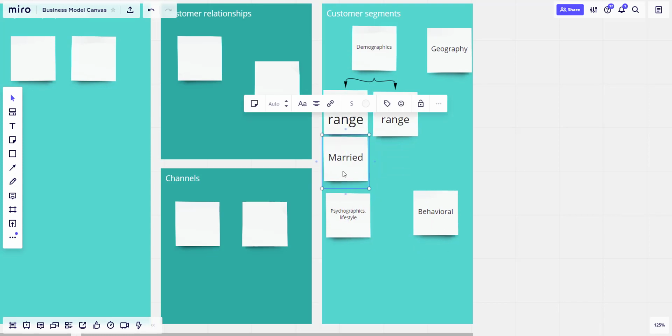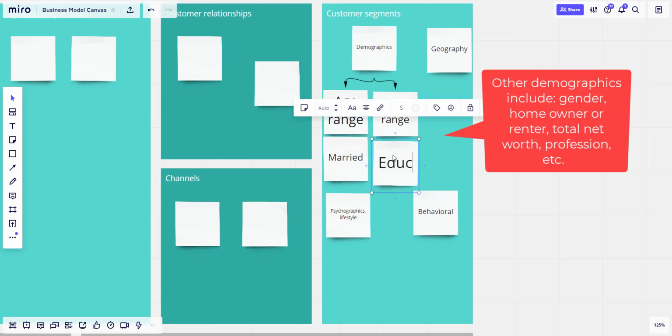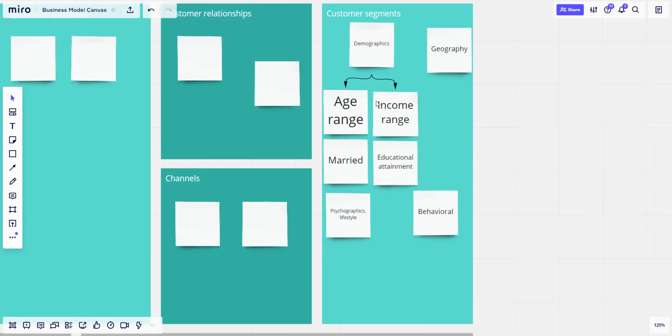Can also use educational attainment. Maybe you're looking for a certain educational credential: college degree, professional degree, associate's degree, something like that. Maybe that's important. Not every demographic variable or characteristic will be important in describing your customer segment, because your customer segment is going to be unique to you and the overall business model. But some of these demographics will tend to be more valuable for you than others.